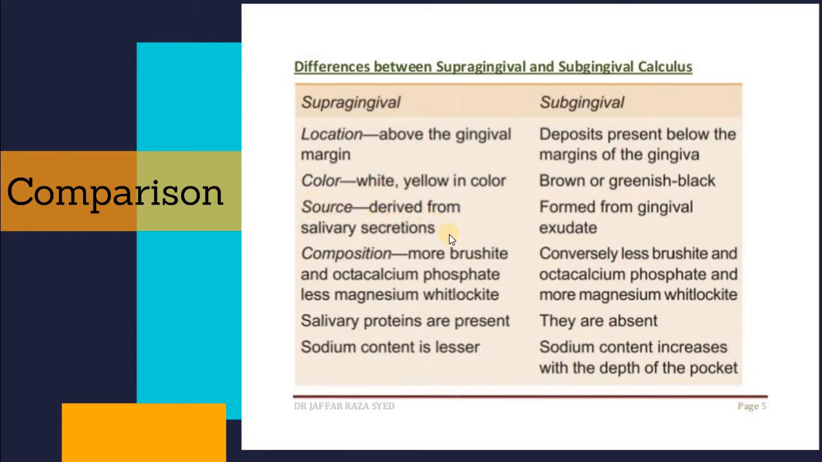Regarding the source, most of the supragingival calculus is derived from salivary secretion, while the subgingival calculus is derived from gingival crevicular fluid. Regarding composition, in the supragingival one there's more brushite and octacalcium phosphate, but less magnesium. While in the subgingival one, there's less brushite and less octacalcium phosphate, but more magnesium.